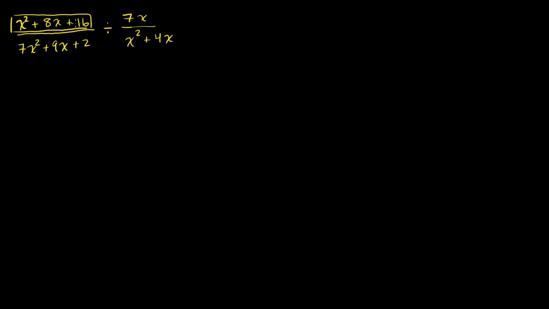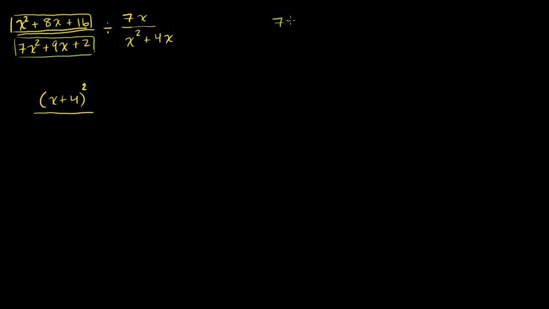4 times 4 is 16. 4 plus 4 is 8. So our numerator is x plus 4 squared. And then our denominator, what does that become? Here we're going to have to do a little bit of grouping to factor that out.